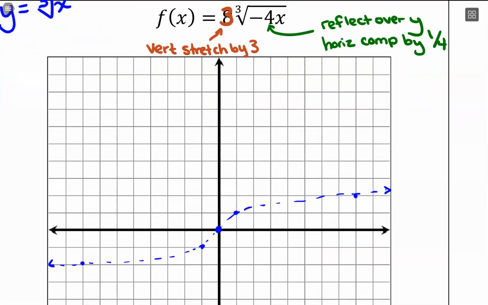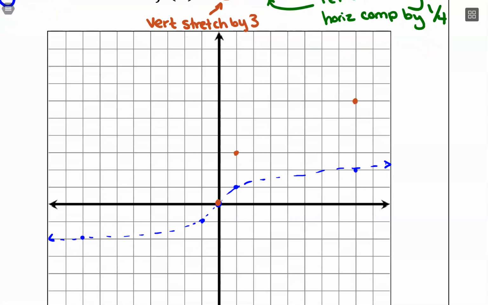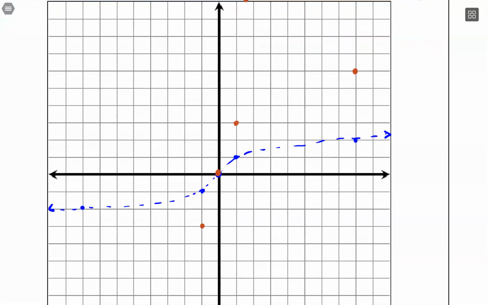Okay, vertical stretch by 3. We're going to take these vertical distances and multiply them by 3. So where we were at 1, 1, now we're at 1, 3. At 8, 2, now we're at 8, 6. And same thing on the negative side. Negative 3, negative 6. So that stretches out our graph pretty nicely there.